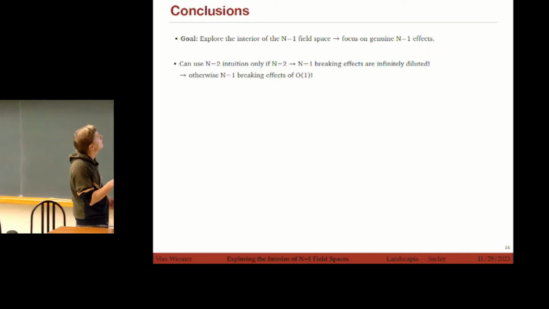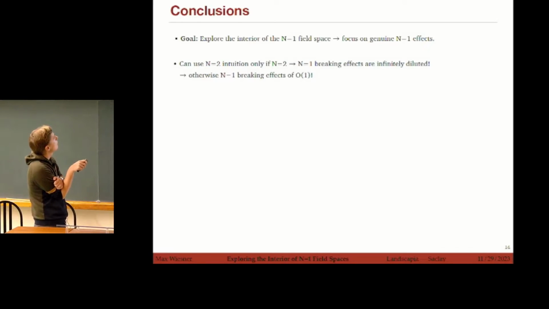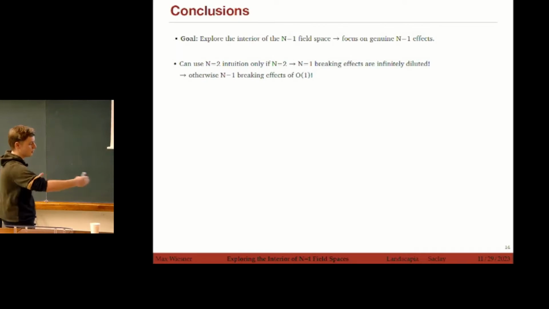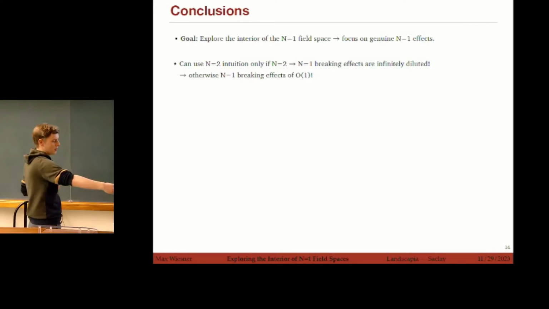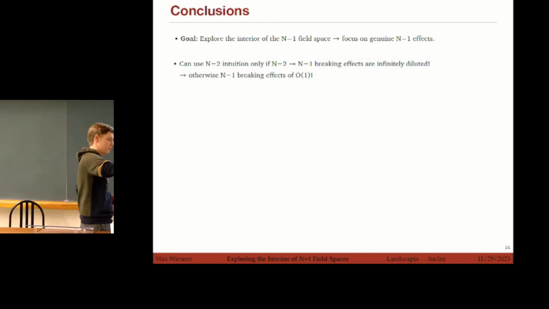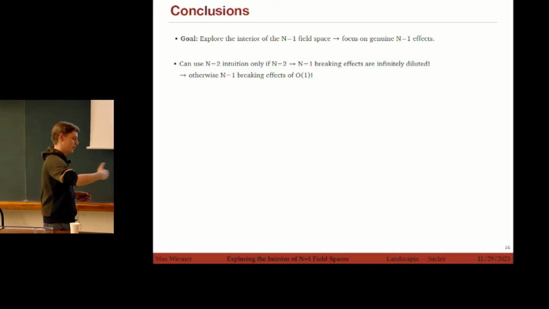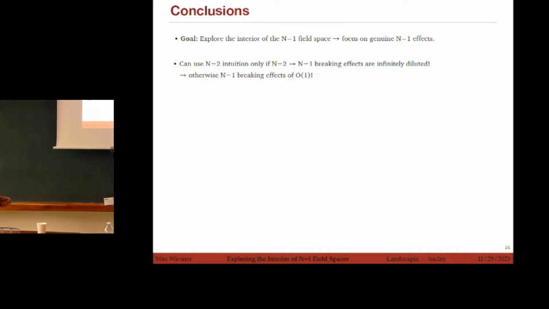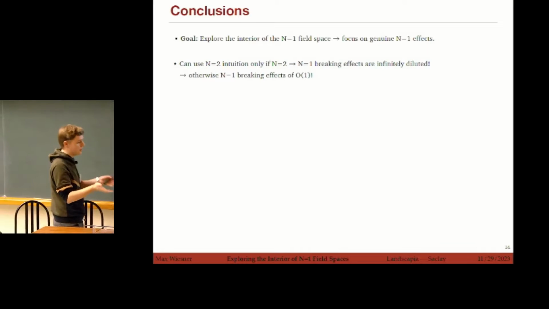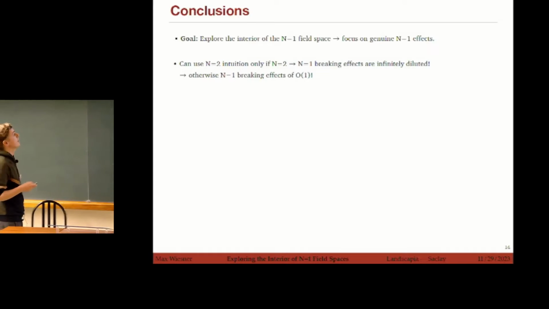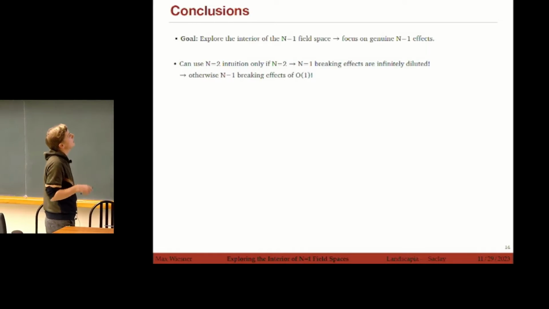I wanted to stress that we can only use the N equal to 2 intuition if the N equal to 1 breaking effects are infinitely diluted. So if we go to large volume, for example, viewing the complex structure sector as embedded in the full moduli space, that this is only possible at infinite volume is very reminiscent of how the vector multiplet sector of type 2B is embedded via the c-map in the hypermultiplet sector in type 2A. Otherwise, we expect that the N equal to 1 breaking effects are important.